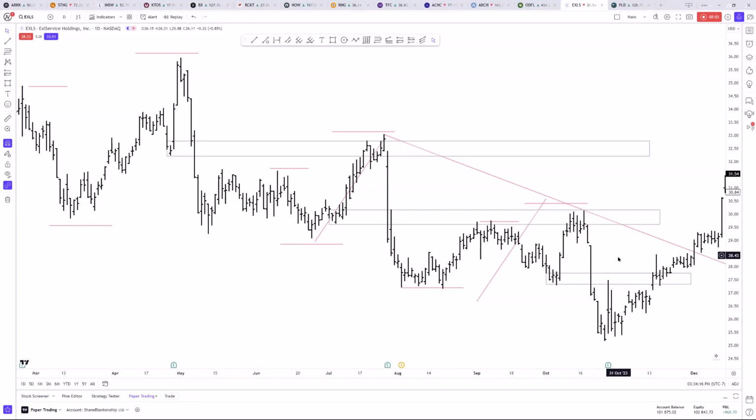I'd be pretty comfortable getting long anywhere and putting a stop down here by this point. But we always use some sort of a structured way to enter and manage our risk. All right, so let's make the rest of the observations. And this is something you can go and check out on your own, this particular pattern.